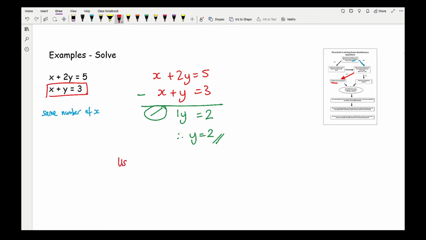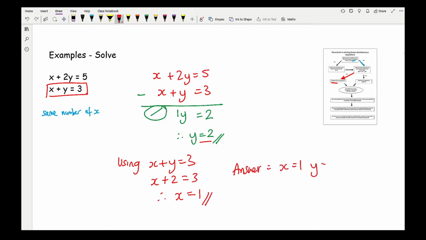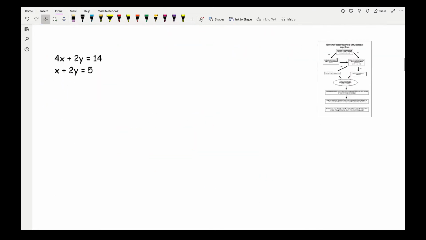So then using x plus y equals 3, well, I know that y equals 2, so I've got x plus 2 equals 3, which therefore means that x must equal 1. So my answer is going to be x equals 1 and y equals 2. And there is my final answer. So moving on to the next question.